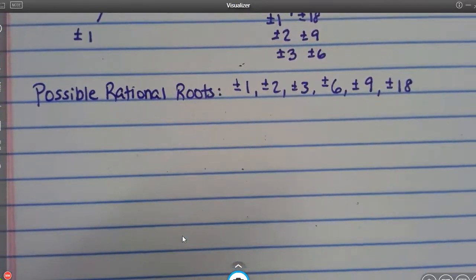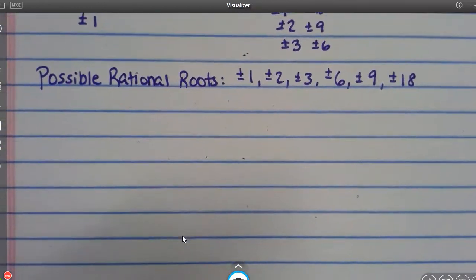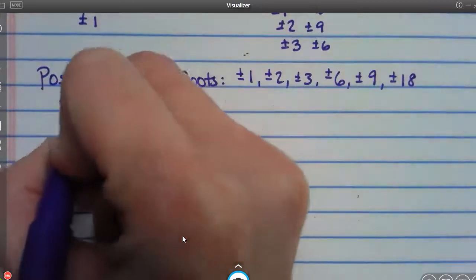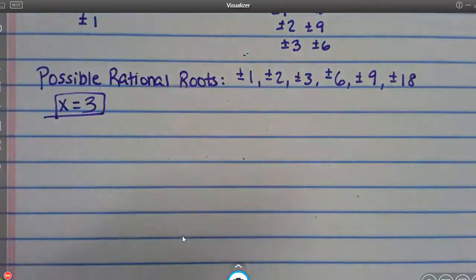So it turns out in this one, 1, negative 1, 2, negative 2, not going to work. 3 does though. So I'm going to tell you x equals 3 works.